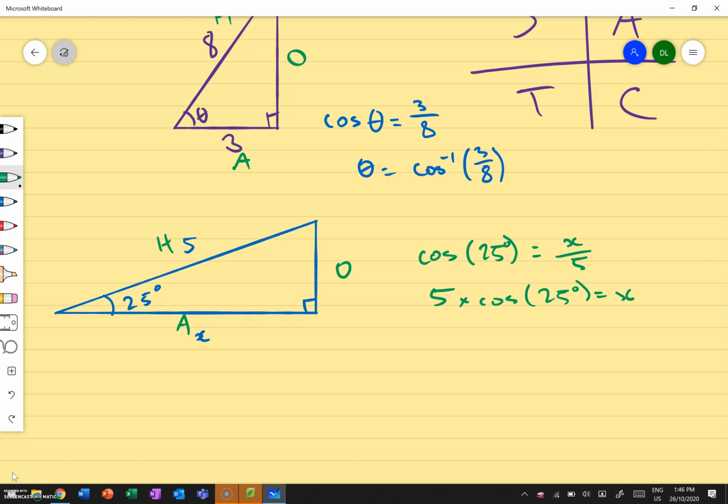Any questions? No? So once you end up with this over here, typically we just put this into the calculator and then solve what you'd end up with for x. Alright, that's it for exercise 14D.